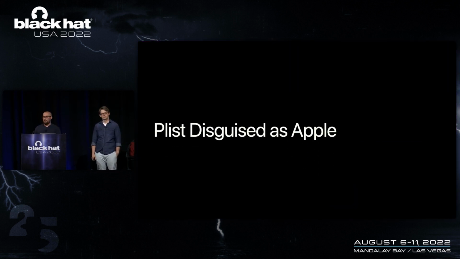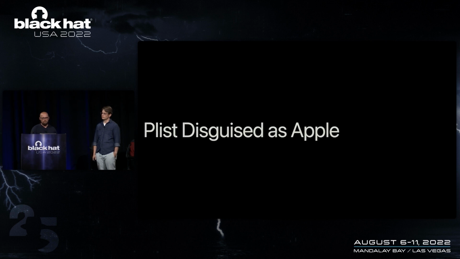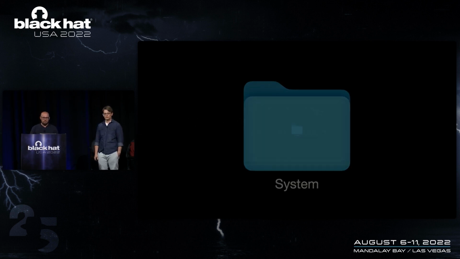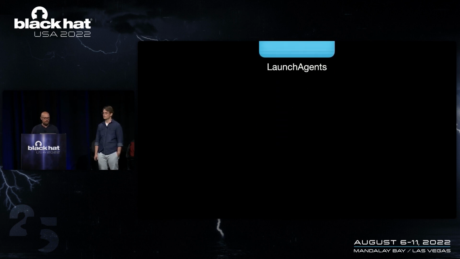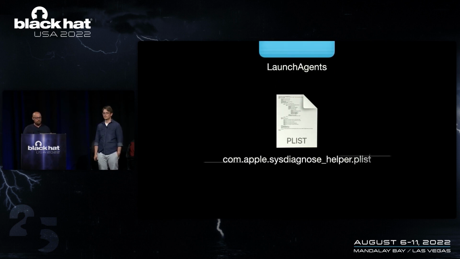We'll demonstrate a slightly more in-depth example of one of these detections with something we call plist disguised as Apple. Inside of the system library launch agents directory, a launch agent is something that will generally run at startup on the system when your system boots. And here we have what a launch agent should look like. This one belongs to the macOS diagnose agent. We actually tell this by simply looking at the file name.